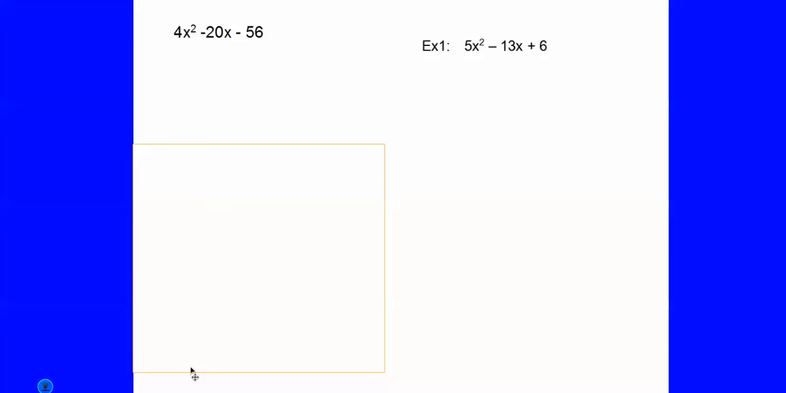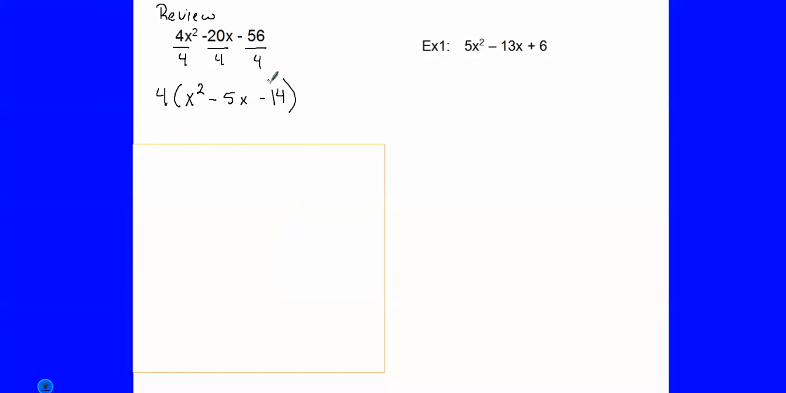So, looking at this particular example here, this is a review. If we were to look for a GCF, we would see that the GCF here is 4. Then I would have a common factor of 4, which then would be multiplied to x squared minus 5x minus 14.